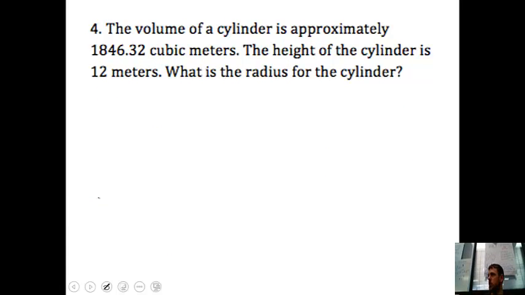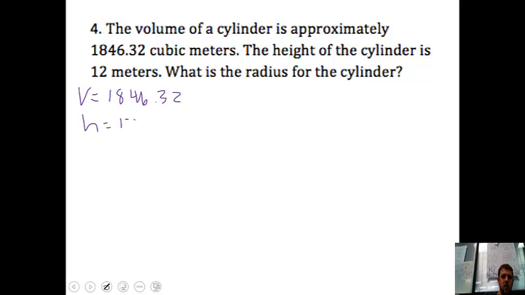Alright, the volume of a cylinder is approximately 1,846.32 cubic meters. The height of a cylinder is 12 meters. What is the radius of the cylinder? So they tell me that the volume is this, and they tell me that the height is this, and they ask me what the radius is.